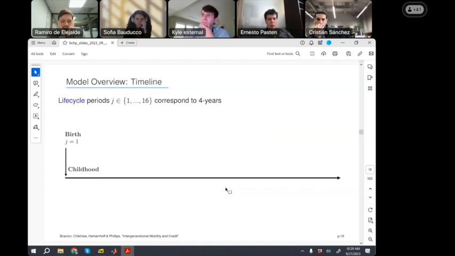So this is the timeline of the model. Every time somebody shows me one of these life cycle timelines, I just tune out. So I hope to highlight the one important segment here, and you can tune out for the rest.